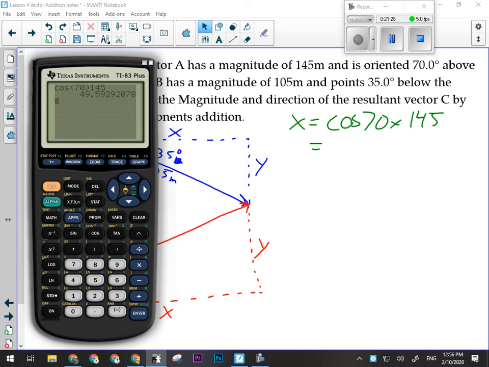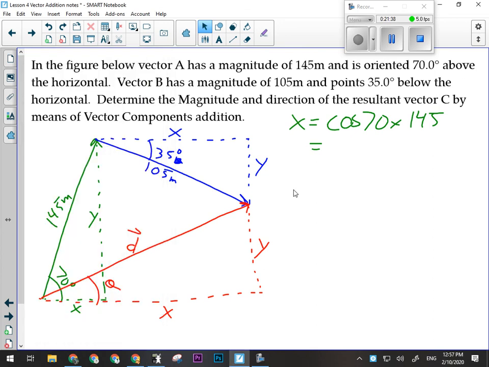All right, so I get 49.593, we'll say. Now, if you were actually doing this question, would you round off like I just did? No. Keep all your decimals for significant figures at the end. I just don't want to write all that. I'll use all my decimals when I do the calculation. And I'm going to say that that's positive because it's along the positive x-axis.